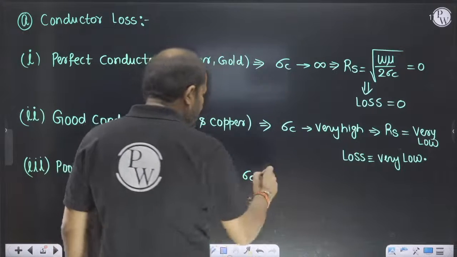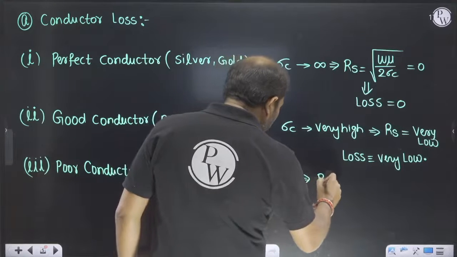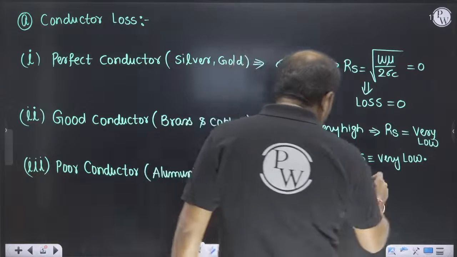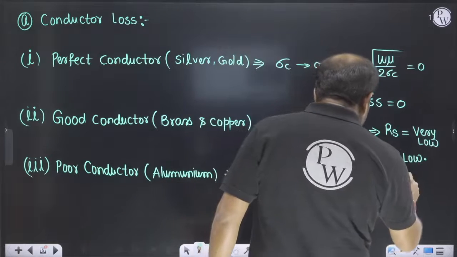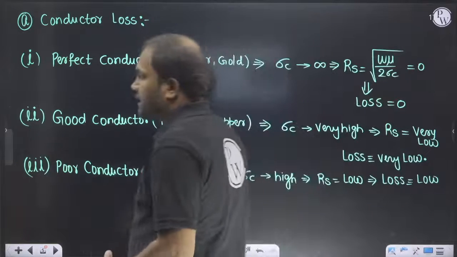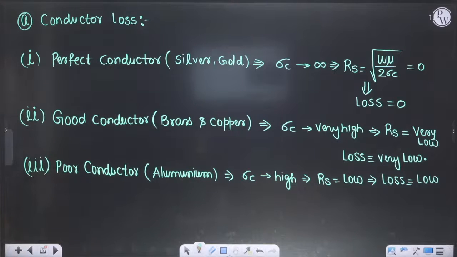So sigma C is high, so our RS will be low and loss will be low. It is not zero, but it will be very low. So you can give the answer according to that, as they can ask the question according to this. Okay, so this is a very good question for an interview, and also a very good theoretical question in the exam.